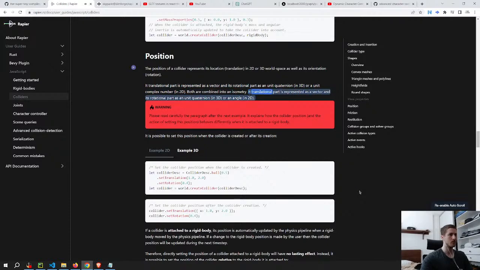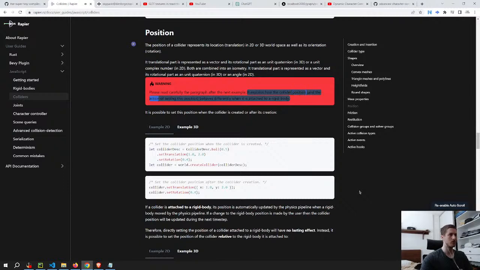Both are combined into an isometry. A translational part is represented as a vector and its rotational part as a unit quaternion, in 3D, or an angle, in 2D. Please read carefully the paragraph after the next example. It explains how the collider position and the action of setting this position behaves differently when it's attached to a rigid body. It is possible to set this position when the collider is created or after its creation.